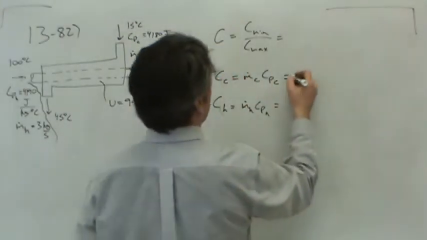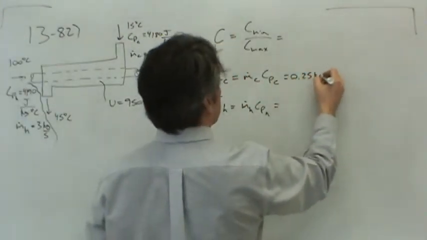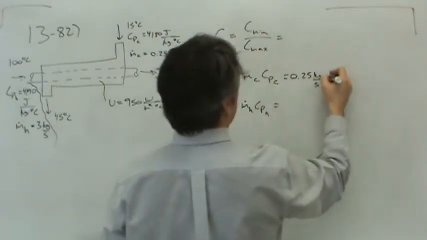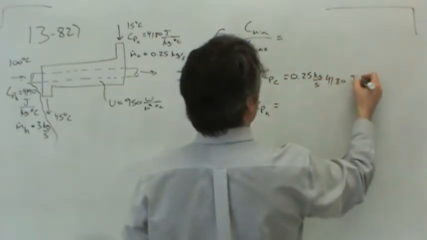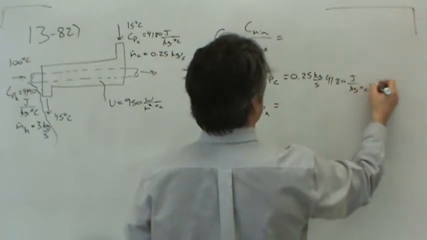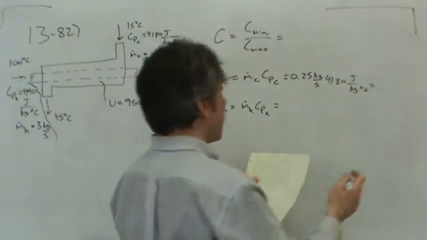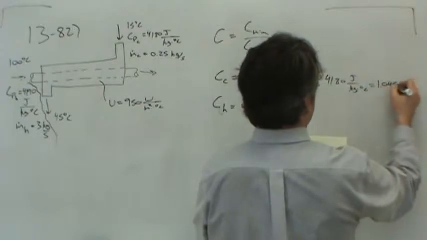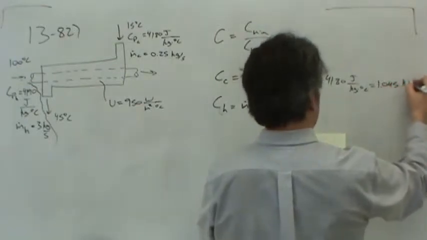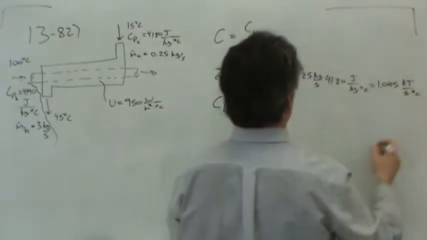So the mass flow rate is a quarter kilogram per second on the cold side, and the heat capacity on the cold side is 4180 joules per kilogram per degree Celsius. Plug all that into your calculator and you'll find the capacity rate is 1.045 kilojoules per second per degree Celsius. That's on the cold side.